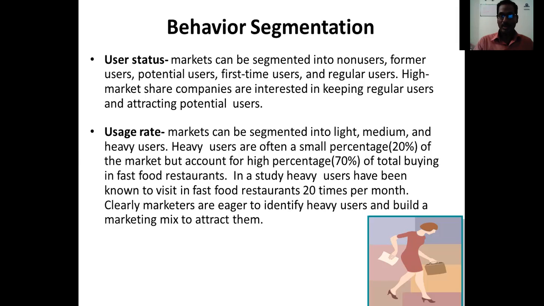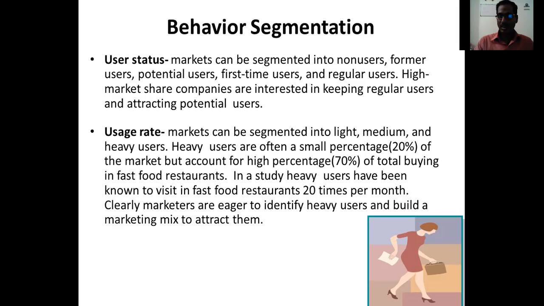So when we take the hospitality industry, I mean restaurants, the heavy users are 20 percent of the market, but they account for about 70% of the total buying at the fast food restaurant. Even though they may be only 20%, the heavy users' sales to the restaurant are up to 70%.